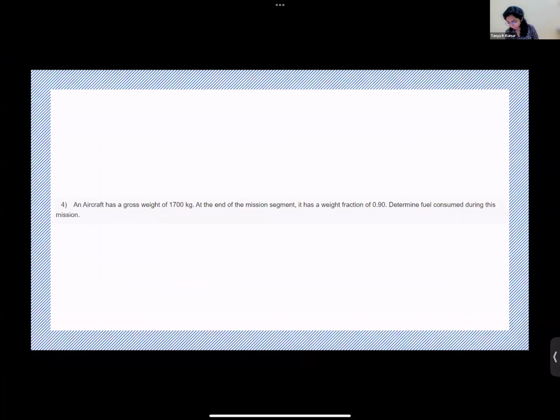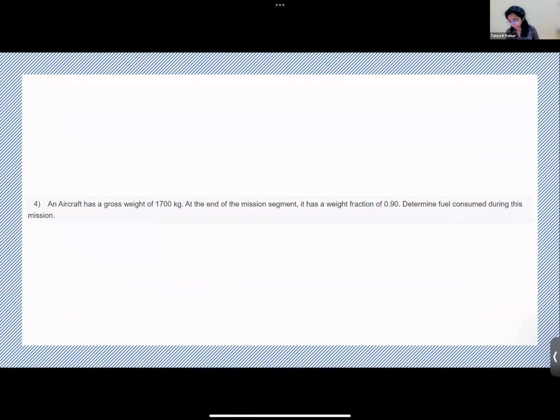Okay. The aircraft has a gross weight of 1,700 kgs. At the end of the mission segment, it has a weight fraction of 0.9. Determine the fuel consumed during the mission. We've done many such questions. So can you quickly tell me what is the answer and what formula should we use? They've asked you fuel consumed. Initial weight is W naught. W naught minus final weight by W naught gives you the fuel fraction, weight of fuel by W naught, correct?